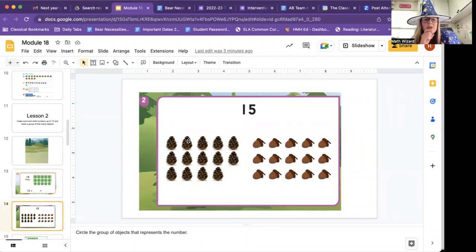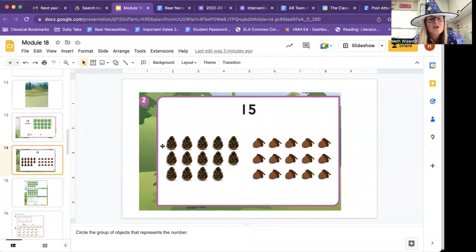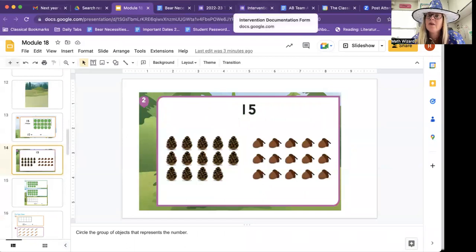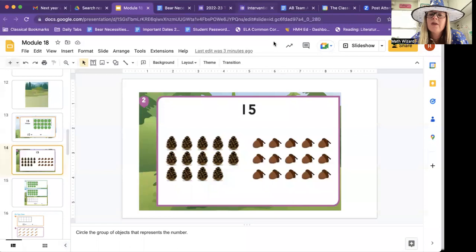Circle the group of objects that represents the number 15. So we're going to count them. And remember, what do I recommend you do when you're counting? Yeah, you cross them off as you go. So let's count. 1, 2, 3, 4, 5, 6, 7, 8, 9, 10, 11, 12, 13, 14.